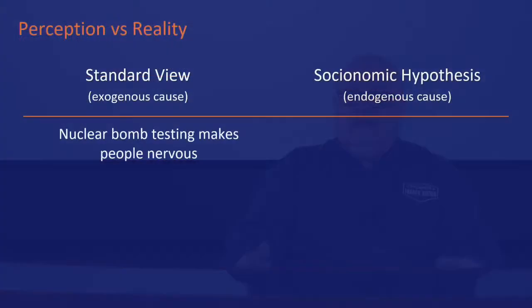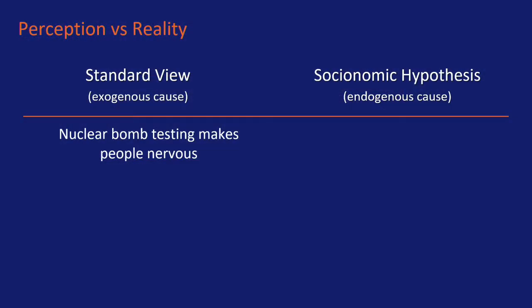Let's talk about the gap between perception and reality. The standard view of the world, which is pretty much embraced by what we know as the efficient market hypothesis, is that nuclear bomb testing makes people nervous. Now, that would be considered an exogenous cause. This is an external event of somebody testing a nuclear bomb, and it makes people nervous.